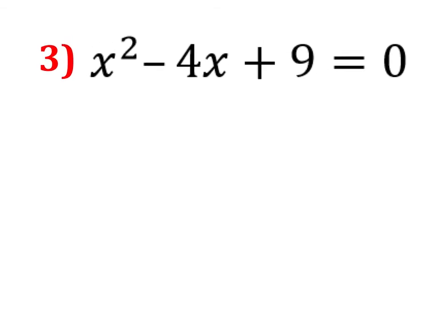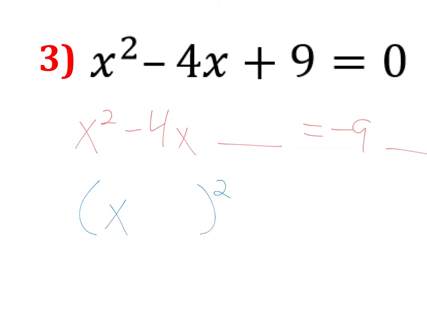So number 3, we've got x squared minus 4x plus 9 equals 0. Our goal here is to make sure that the x squared does not have a coefficient attached, which it doesn't, and then kick the c value to the other side. Now what we need to do is figure out what number could go here in this blank space so that the left side of my equation could be written as a perfect square trinomial.